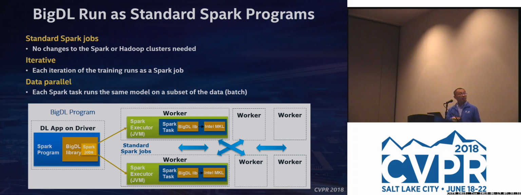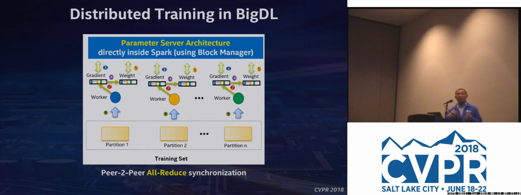MKL is basically the Math Kernel Library from Intel, which is probably the fastest math library on Intel platforms. So it's an iterative process in that each iteration of the training, basically the training is an iterative process, each iteration of the deep learning training is run as actually multiple Spark jobs. And it's also data parallel. It's essentially using a data parallel model. So each Spark task will have the same model, but it works on a subset of the data.